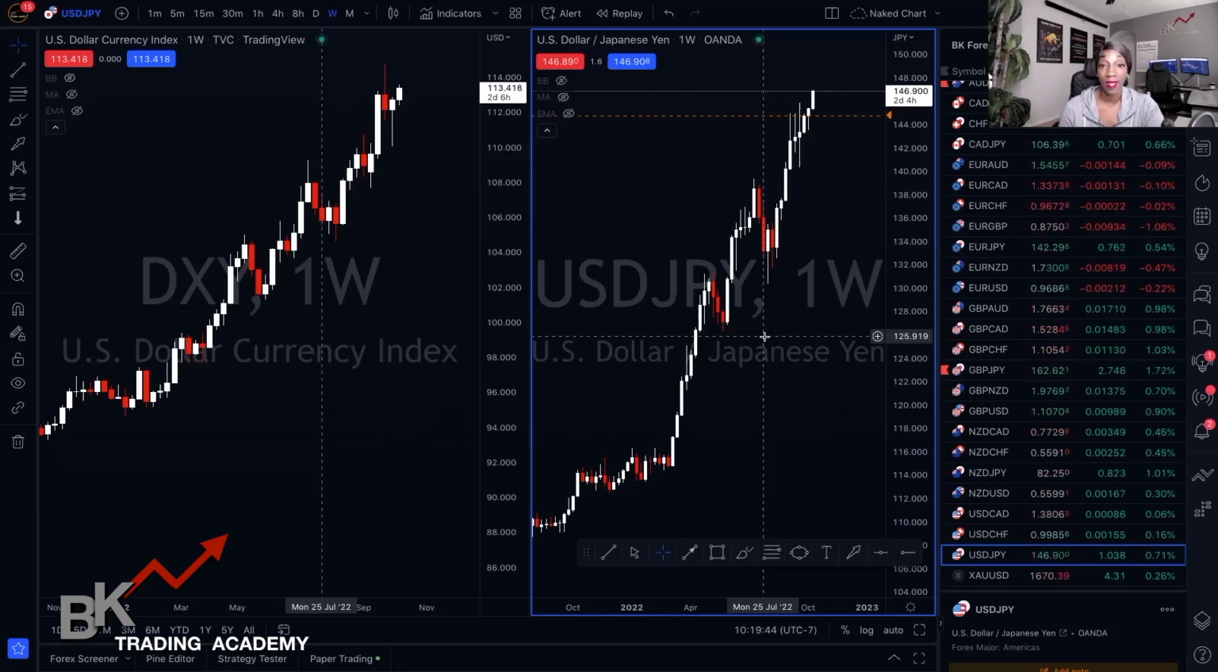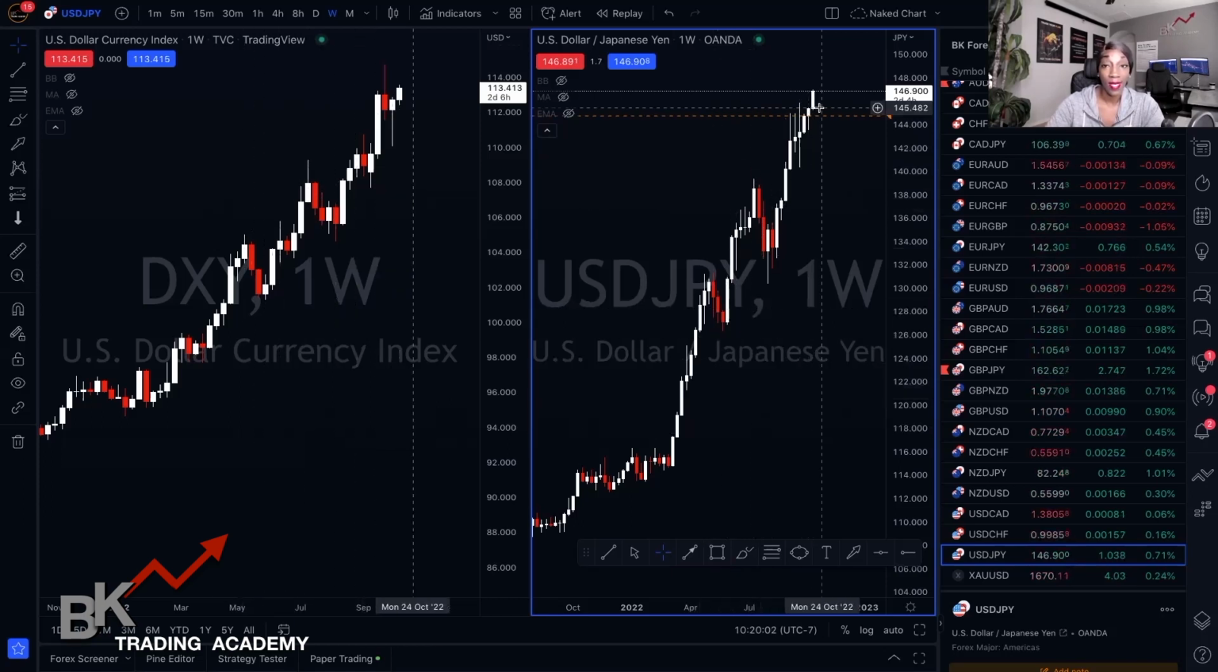We recently just saw the BOJ, Bank of Japan, step in and try to help really recover what is going on in their economy and really boost that economy, but they have not wanted to raise their interest rates. So because of that, we are seeing a very strong dollar against the yen, and you can see that's why we are seeing steady growth.